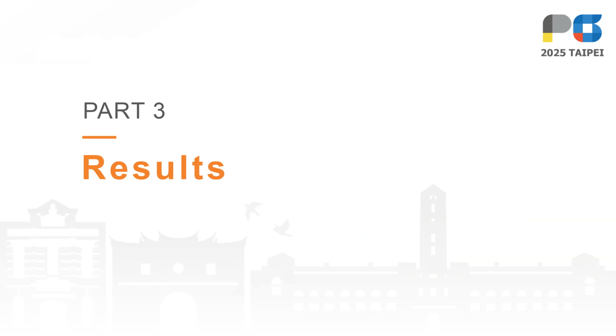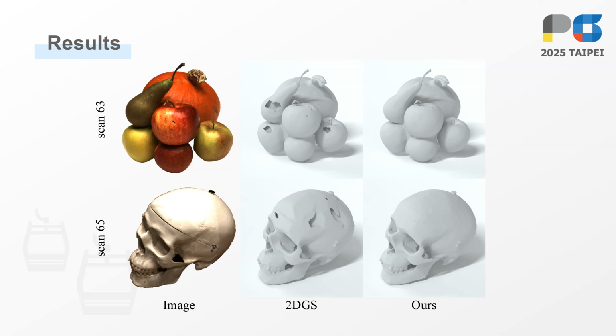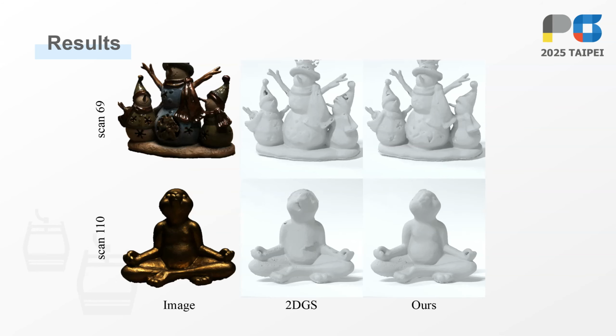Now, introducing our results. We conducted evaluations across multiple datasets and compared our methods with 2D GS. As shown here, we present the reconstruction results on the object-centric DTU dataset. First, we present non-metallic surfaces with specular highlights. While 2D GS struggles to faithfully reconstruct the highlight regions, our approach successfully captures these challenging areas with notably improved accuracy. Next, we present objects with metallic surfaces.